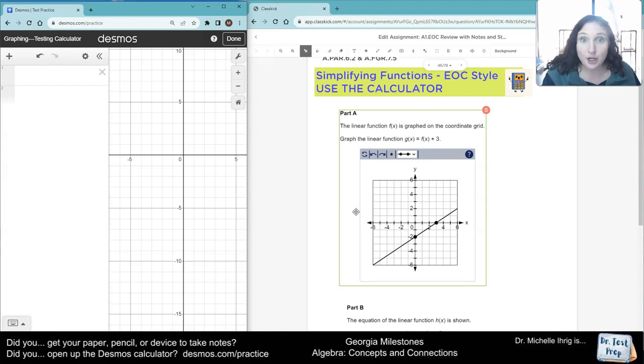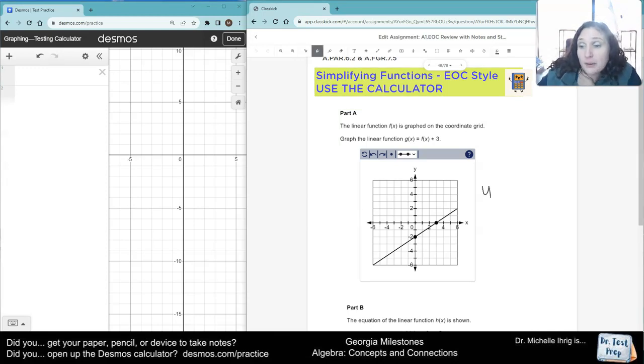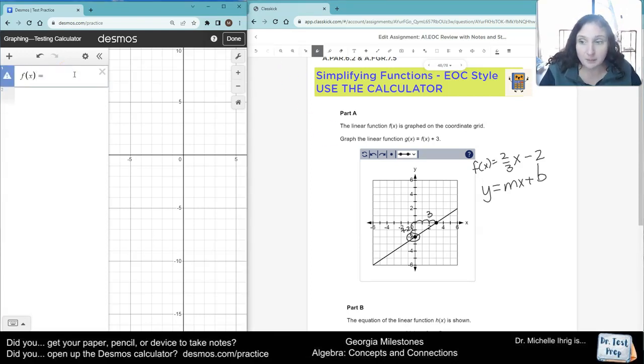Maybe you can determine what this is in slope-intercept form, y equals mx plus b. Maybe what you could determine is it goes up 2 and over 3 to give you 2/3 as the slope, and the intercept is at -2. So one way you could do it is look at the graph and determine what the function is. Then I can type in that function, and there it is. It matches perfectly.